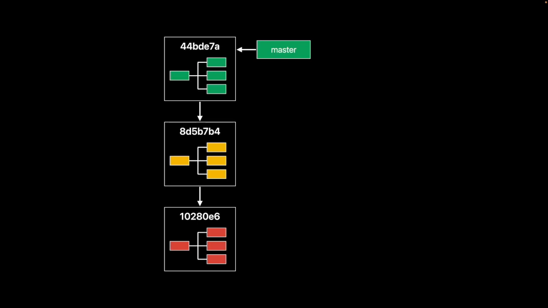Previously, we learned that a branch is essentially a pointer that references a specific commit. In this diagram, you will see that our current commit history has a branch named master.